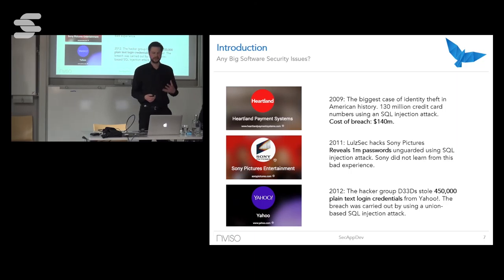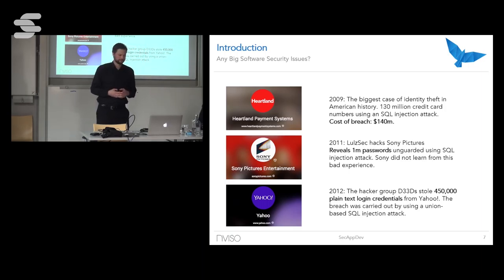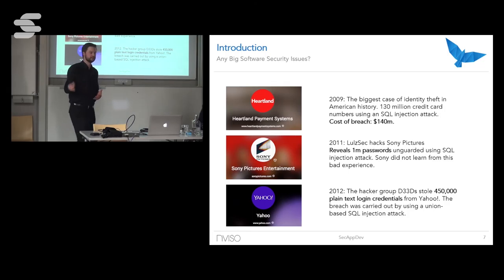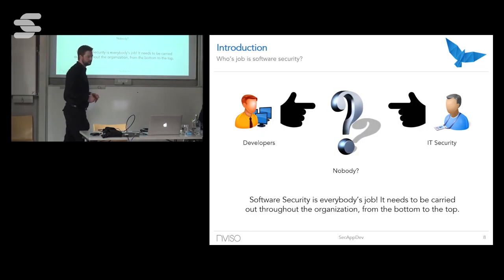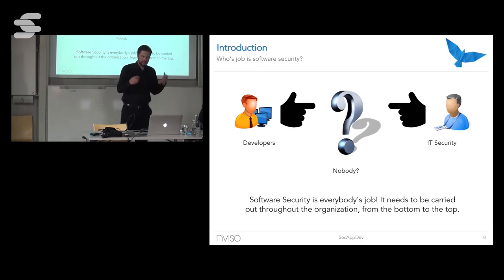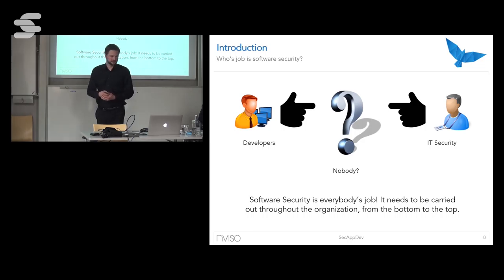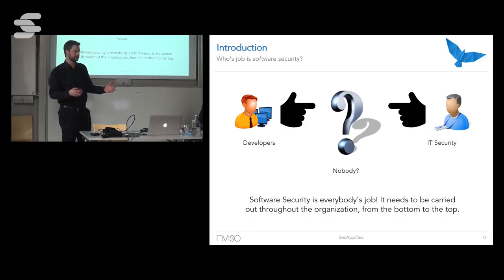Heartland Payment Systems had a huge SQL injection issue in 2009. Cost of the breach, $140 million. It's not small. You would think other people would definitely start picking this up and say, hey, we have to make sure that something like SQL injection is not in our code. Unfortunately, it's not the case. People are making the same mistakes in different companies over and over and over again.